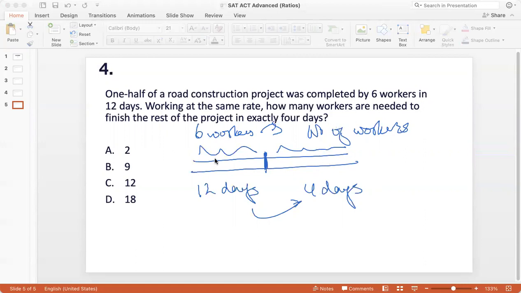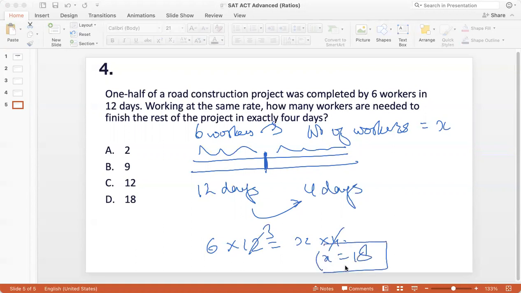because to complete the same amount of work with 6 workers, I needed 12 days. So when I reduce 12 to 4, I would have to increase the number of workers. And for that, I would have to say 6 into 12 is x into 4, where x is the number of workers I need to complete the work in 4 days. So this becomes 3. So x is 18. So if I need to complete the work in 4 days, I would need 18 workers. And you can see that that makes sense, because when I have reduced the number of days by a ratio of 1/3, I would have to increase the number of workers 3 times. And so the answer is option D.